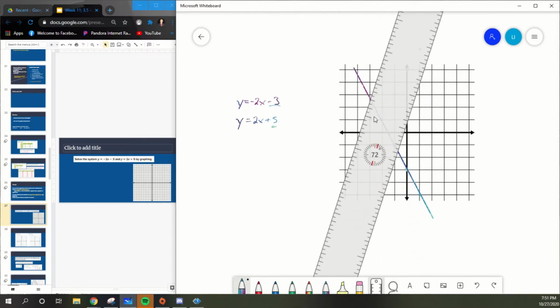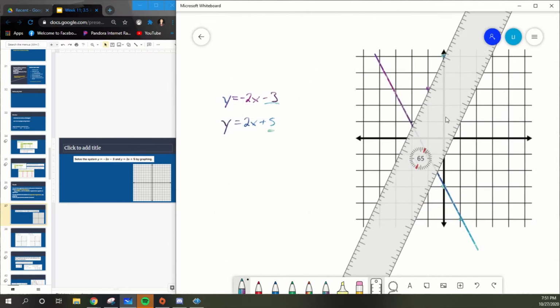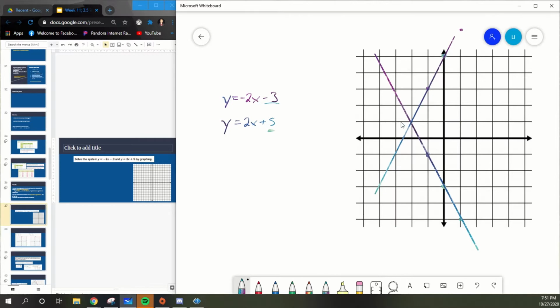So let me move my ruler over, so that we can graph this line. And it looks like when I finally graph this line, our point is pretty close to intersecting at this point right here. Since my graphing isn't perfect, I'll probably get pretty close, but it might not be exactly on the point. But I think the solution to this system of equations is going to be (-2, 1).